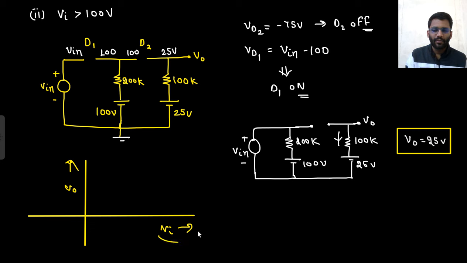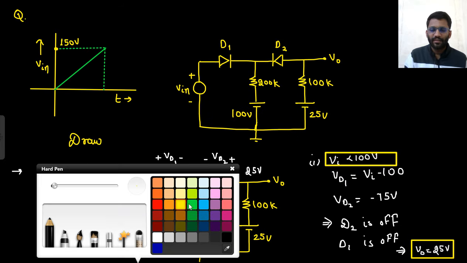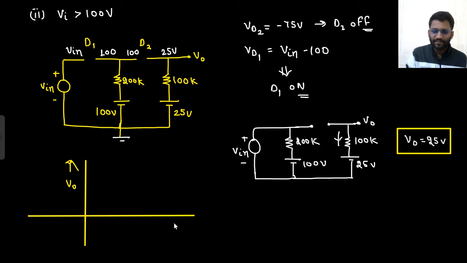But we will draw V0 only. V0 with respect to time t. Not time t, sorry. We will draw VTC only. Sorry for that. We will draw VTC only. V0 versus Vin. So it will always be 25 volt only. V0 will always be 25 volt only.